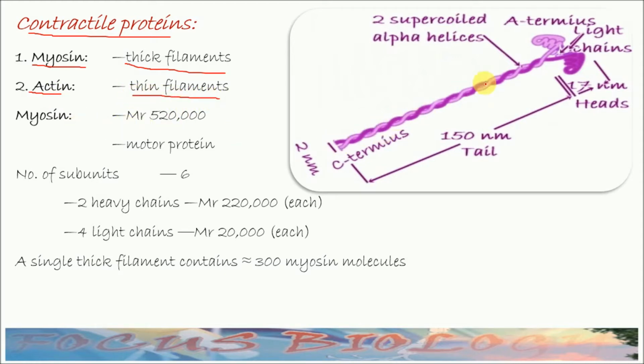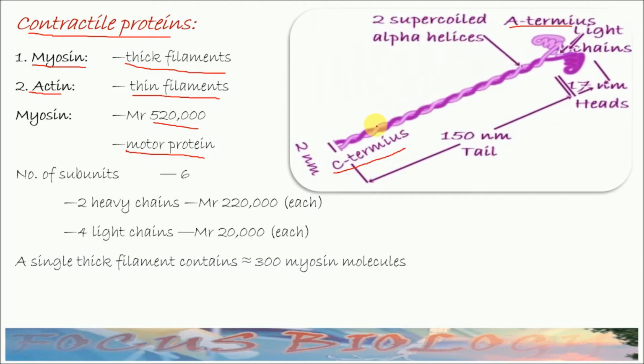Myosin here, this is the structure of myosin molecule. You can see it. This is a motor protein. It has a molecular weight of 520,000. It has two ends. One is called C terminus or carboxy terminus. Another is called N terminus or amino terminus.